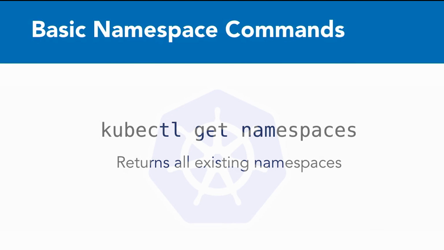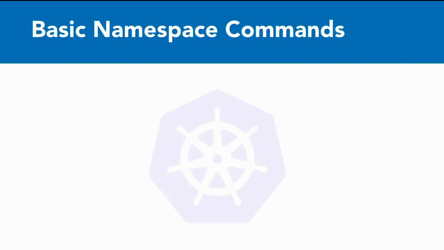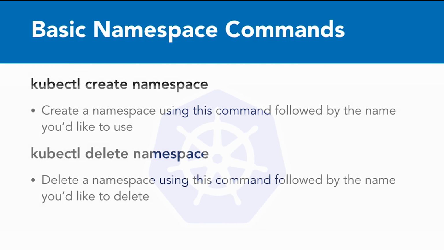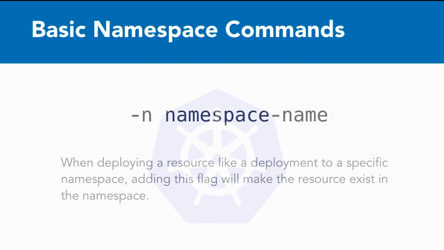Interacting with namespaces is very straightforward. Let's discuss the basic commands related to them. To just get all your existing namespaces, you can just do a kubectl get namespaces. To create one, all you have to do is do a kubectl create namespace followed by the name you want to use. Similarly, to delete the namespace, it's a kubectl delete namespace followed by the namespace you'd like to delete. When deploying a specific resource, like a deployment to a specific namespace, just add the -n namespace name, and the resource will exist in that specific namespace.